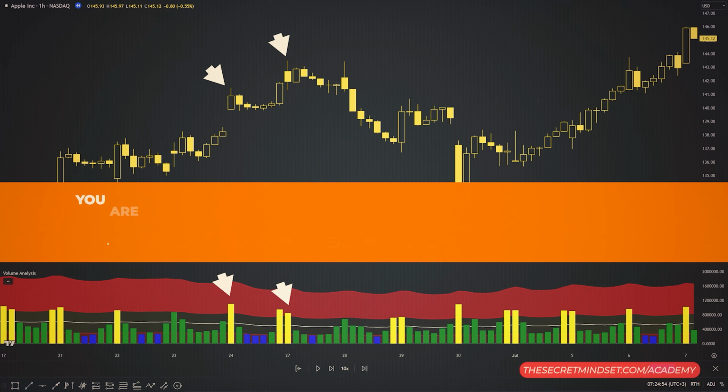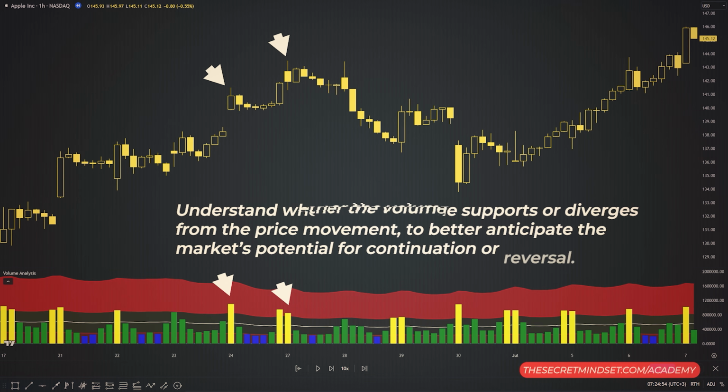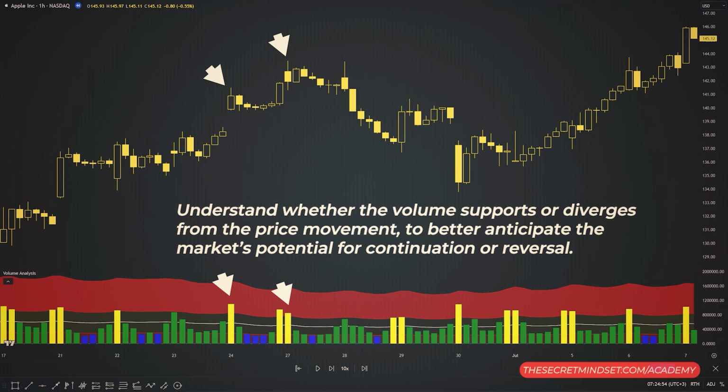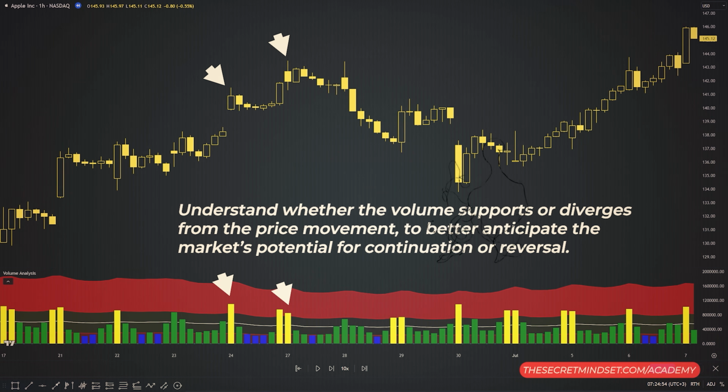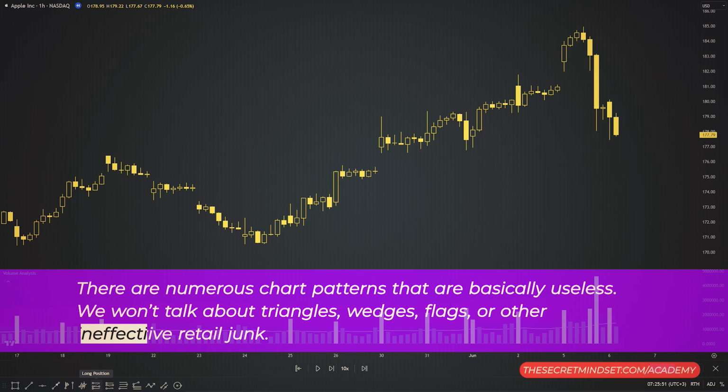Traders using VSA are not just looking at price action after it already happened. They also analyze volume in real time to anticipate future chart patterns. By understanding whether the volume supports or diverges from the price movement, you will better anticipate the market's potential for continuation or reversal.